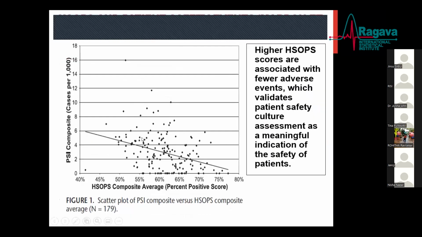This is a scatter diagram, and you can see this Hospital Survey on Patient Safety, that is what HSOPS are about. High scores are associated with fewer adverse events, which validates patient safety assessment as a meaningful indication of the safety of patients.